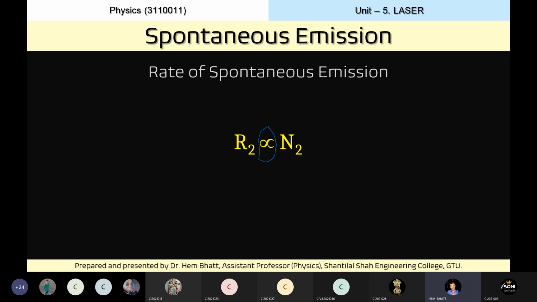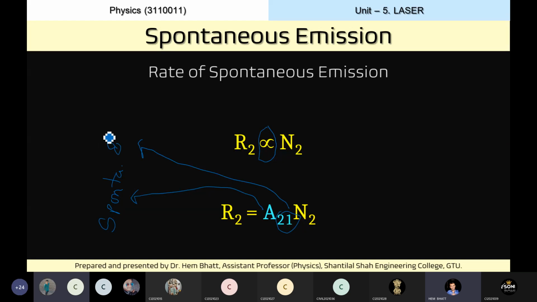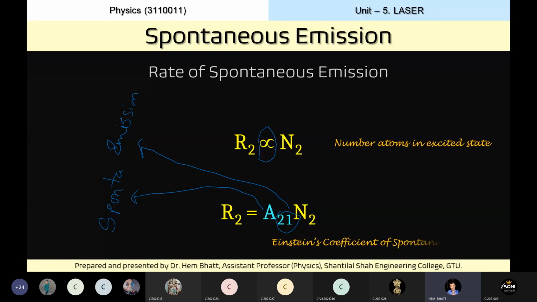Remove proportionality, you will have a constant and that is A21. If it is A, which process is it? Spontaneous or stimulated? Spontaneous. And spontaneous 2 to 1 is emission or absorption? Emission. So what is the name of A21? Einstein's coefficient for spontaneous emission. Write it down in your book in 2 minutes.